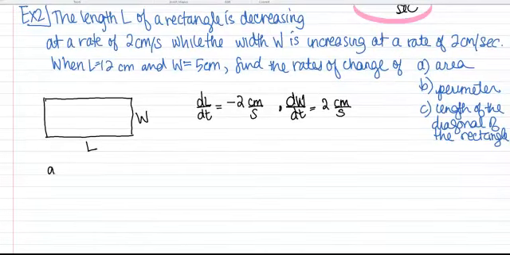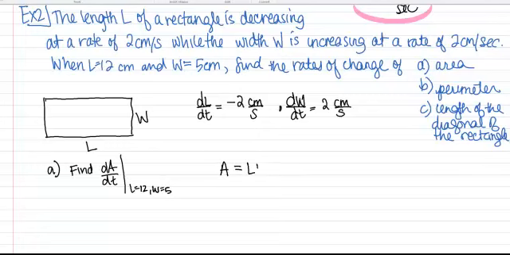So we're going to do one at a time. But again, do not label this 12 and 5 in your diagram, otherwise you're saying it's always 12 and always 5. Find dA/dt when L is 12 and W is 5. So we'll write it as a conditional here at the bottom. So we need an equation relating everything. Well, this one should be easy. Area of a rectangle is length times width.